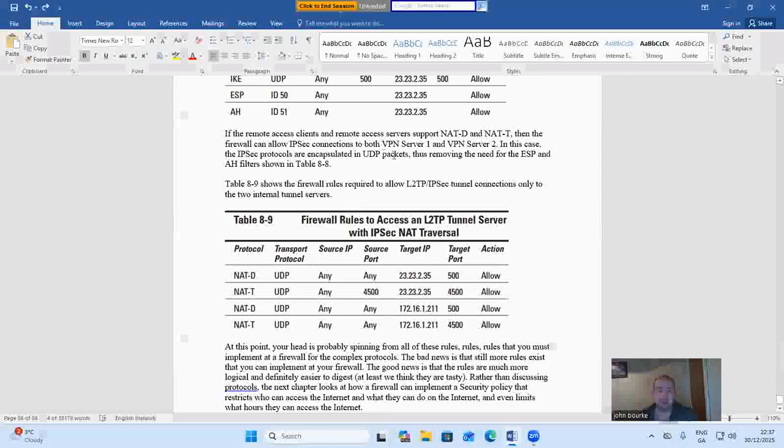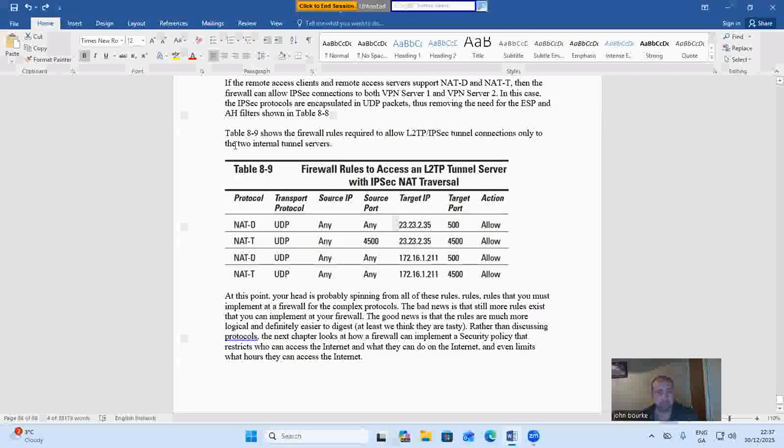IPsec connections to both VPN server 1 and VPN server 2. In this case, the IPsec protocols are encapsulated in UDP packets, thus removing the need for the ESP and AH filters shown in Table 8.8.